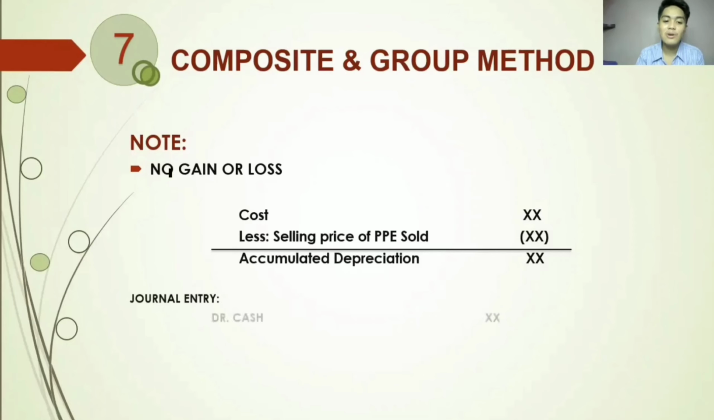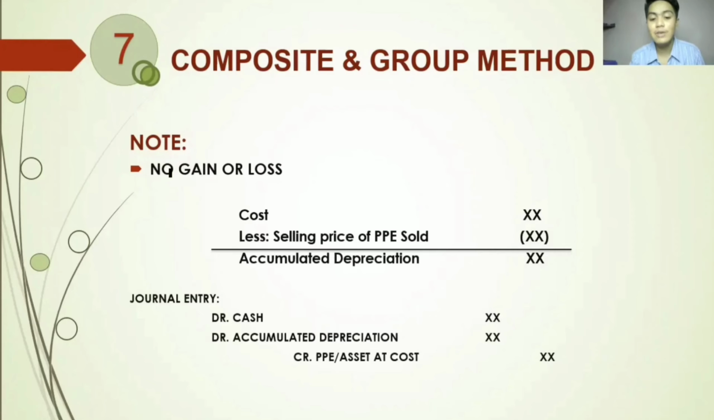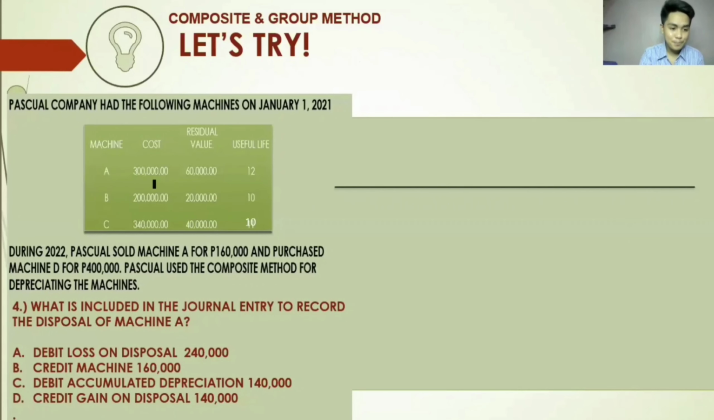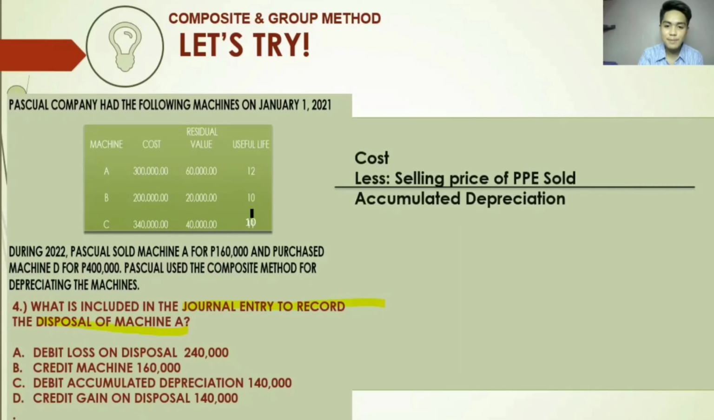So ano po yung entry natin dito? Sinabi ko na kanina, cash, debit din natin yung accumulated depreciation, then credit din natin yung PPE natin. Okay? Yung PPE na didispose natin, magpapaalam na tayo sa kanya. So para mas maunawaan ninyo, let's try. So yung 4, ang tinatanong lang, yung journal entry na i-record natin kapag dinispose na natin si machine A. So cost, how much yung cost ng PPE na didispose natin, which is si machine A, is 300,000. Magkano yung selling price natin for machine A? 160. Okay? So minus lang natin, 300 minus 160, 140 yung accumulated depreciation.